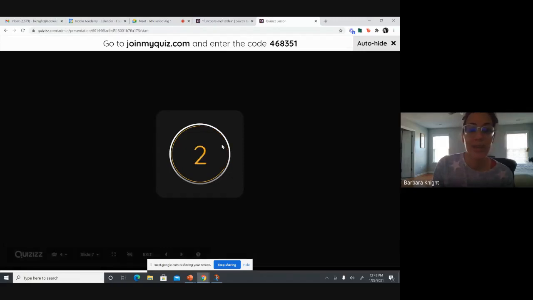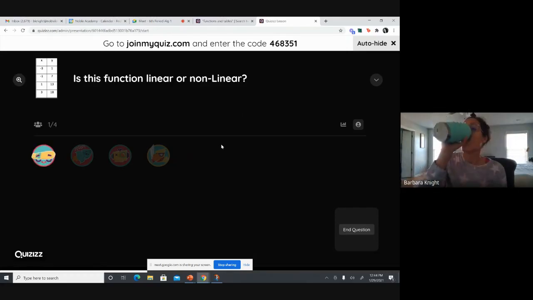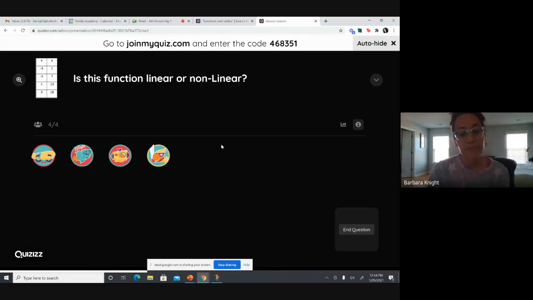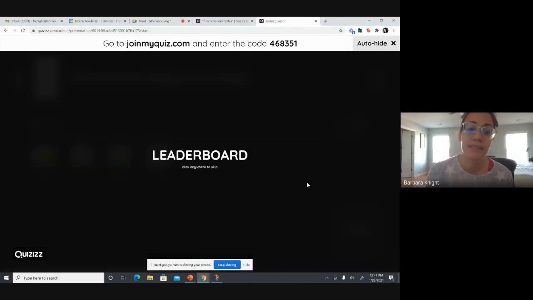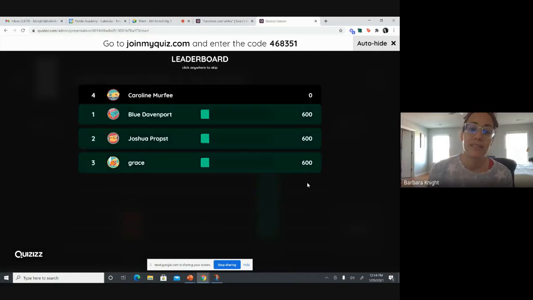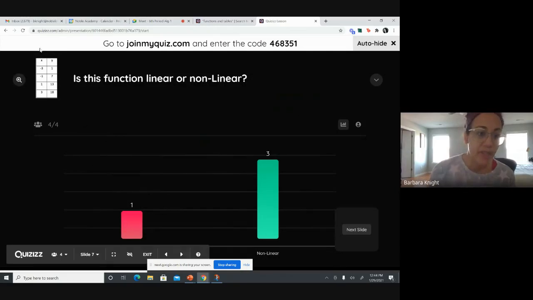All right, so now you guys get to practice. Is this function linear or nonlinear? And don't guess. Try to see if you can figure out the steps. Like, try to do it out. Okay, so Caroline, you thought it was a linear function? So let's look at this one a little bit more.